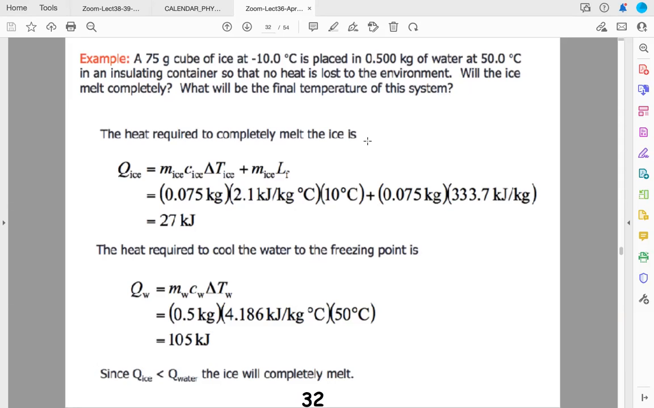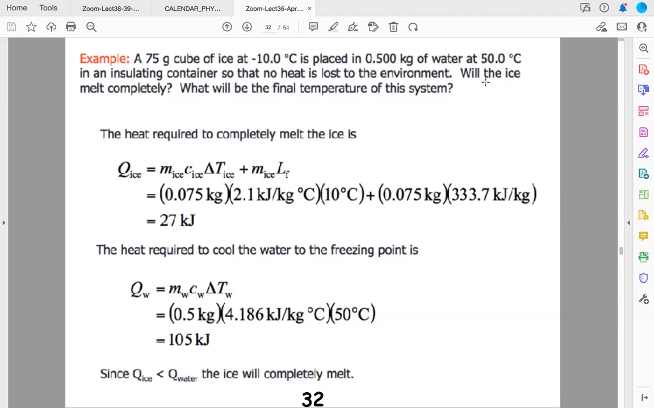So you have a 75 gram cube of ice. Here already you see that we have grams, so we will need to change it to kilograms, because we don't like grams with these equations. We like kilograms. The minus 10 C ice is placed in 0.500 kilogram of water at 50 C in an insulating container so that no heat is lost to the environment. Very good. Will the ice melt completely? And what will be the final temperature of the system?